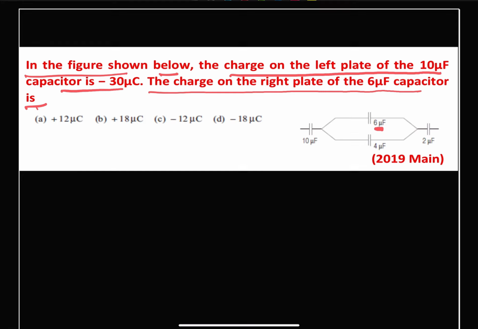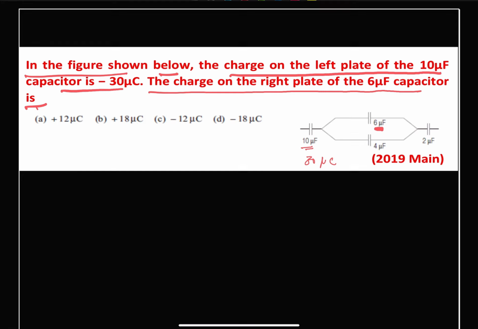And we can just think of it like this, that initially we provide a charge on this 10 microfarad capacitor of 30 microcoulomb. And then it is connected to the circuit. So this 30 microcoulomb will redistribute itself. That's the basic premise, and this 30 microcoulomb is going to remain constant.